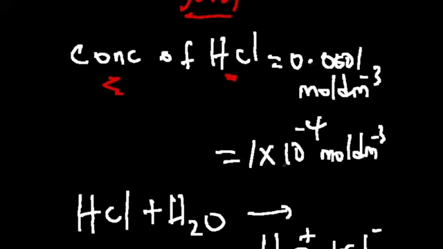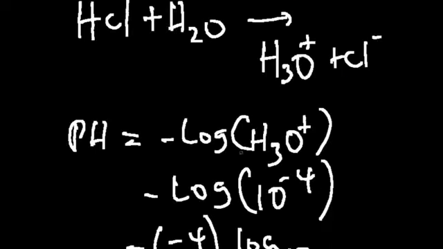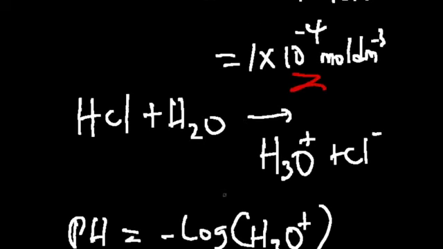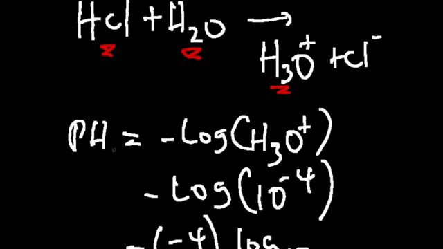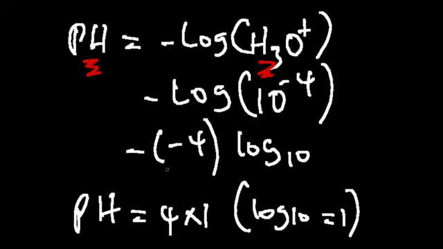So if we convert that to standard form, we're simply going to be having 1 multiplied by 10 raised to the power minus 4. And let us also look at the ionization of hydrochloric acid. That will be HCl plus H2O, giving us H3O+ plus Cl-. So by equation, we are given pH as the negative logarithm, or negative log, of hydrogen ion concentration. So if we do that, we're simply going to be having the negative log of 10 raised to the power minus 4, which is the concentration in mole per dm cube of hydrogen ions.